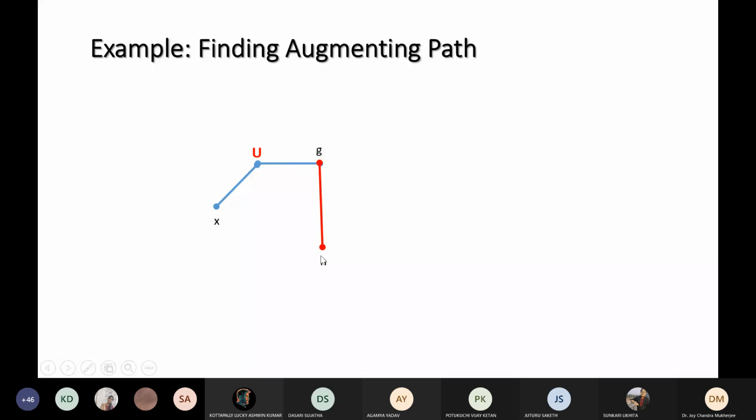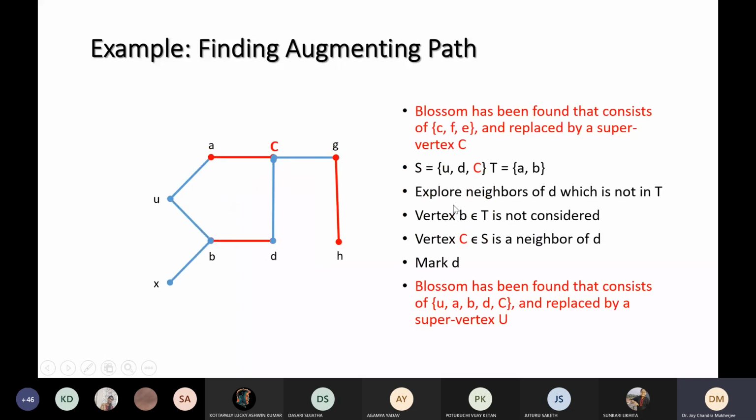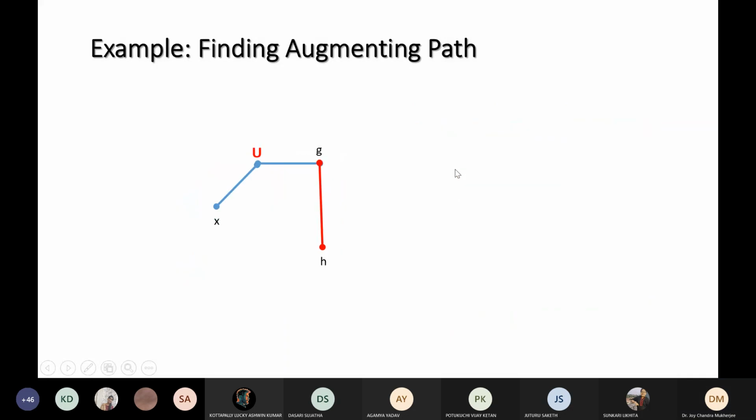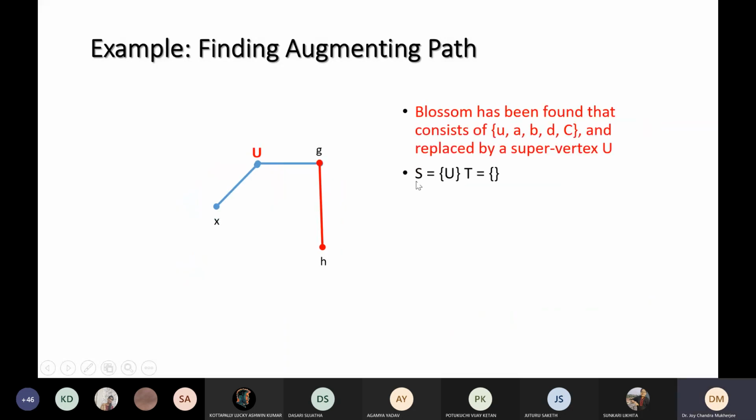Now what will be the status of S and T? यहाँ पे U, A, B, D, C, everything goes to this cycle. So everybody will be deleted from this. So S is null, T is null, and the super vertex U will be inserted into S. Now I start a search from U.